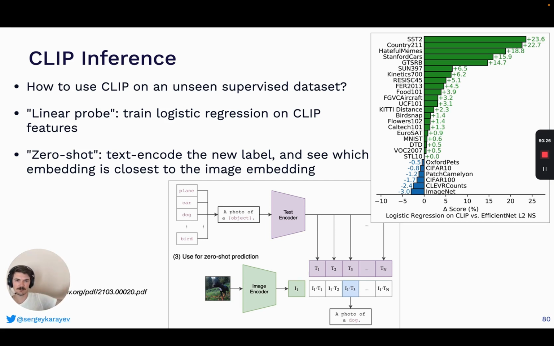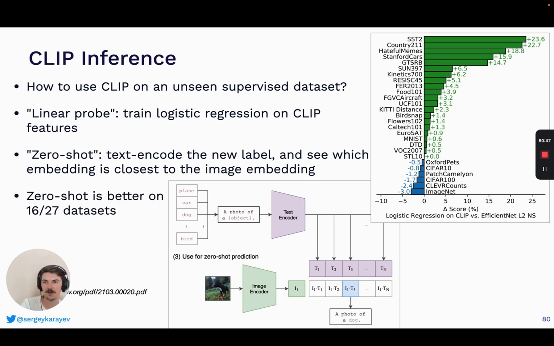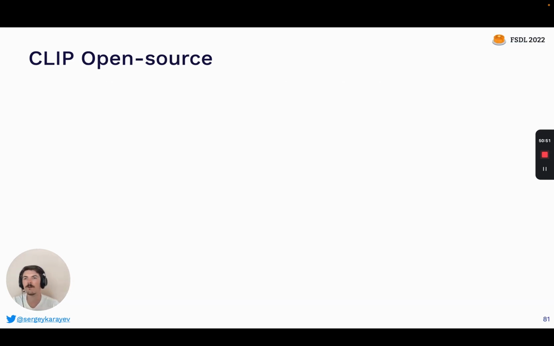Encode each one of those sentences and then see which of these sentences most closely match the encoded image. And so in this case, the image was of a dog and it matched the sentence, a photo of a dog. So that's zero shot inference with the CLIP model. And it's better than this linear probe method on 16 out of 27 data sets, but not always, but it's a cool way to do it.